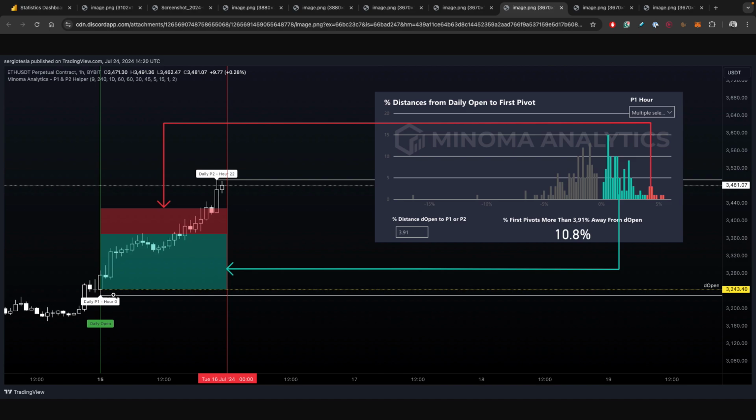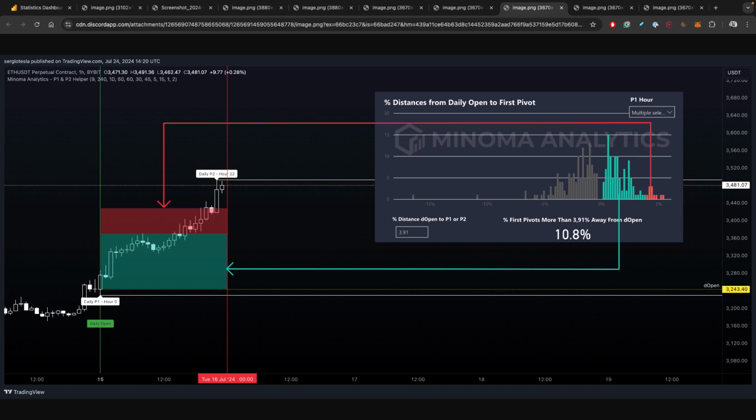There we go. So P1 held, and the reason we were able to determine that is because the first pivot's more than 3%. It just rarely happens that price moves this far away from daily open and then comes back. That's only 1 out of 10 days. So it happens, but we know for a fact that it happens only 1 out of 10 days. And therefore, the probability is low.